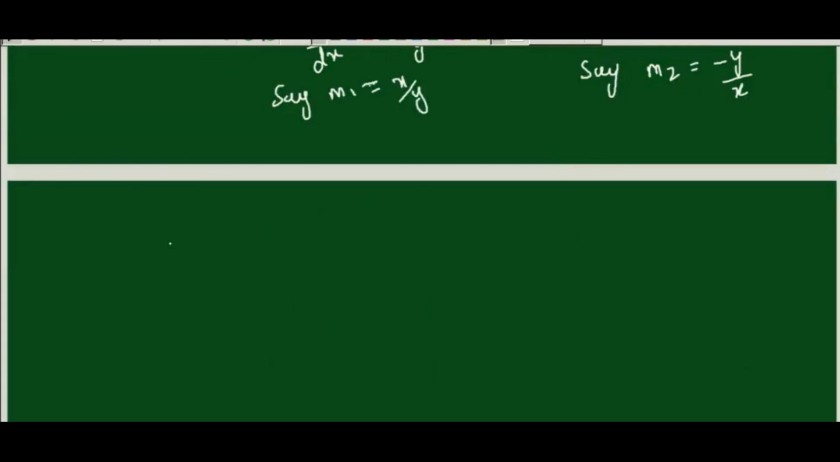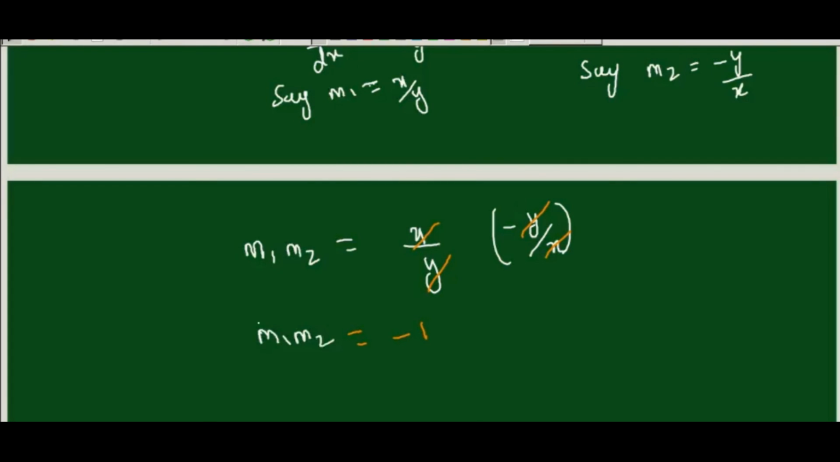Okay, the next step. What we need to prove is the orthogonal rule. So if the product of their slopes is minus 1, we can directly say they cut orthogonally. That's why we are finding the product of the slopes. m1 into m2 is equal to x by y into minus y by x. Automatically this y gets cancelled, this x gets cancelled, and the remainder is minus 1. That is, m1 into m2 is equal to minus 1.